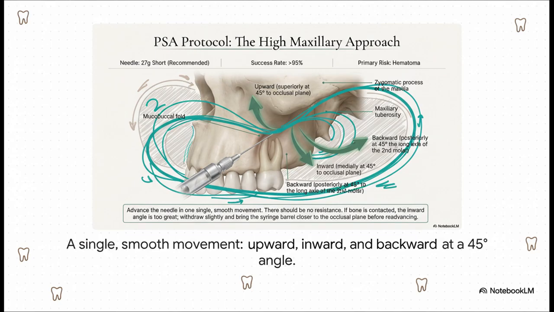It's all one smooth motion. You're going to advance the needle upward at about a 45-degree angle to the occlusal plane, then inward toward the midline at another 45 degrees, and finally backward along the long axis of that second molar. I like to think of it as you're gently hugging the maxillary tuberosity as you advance.